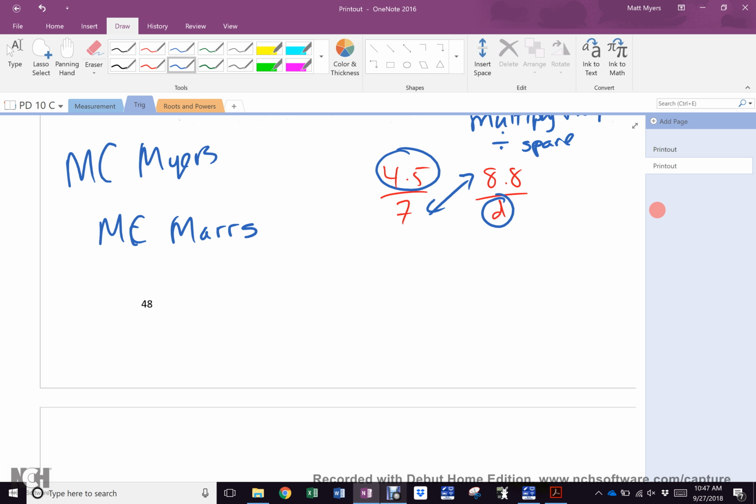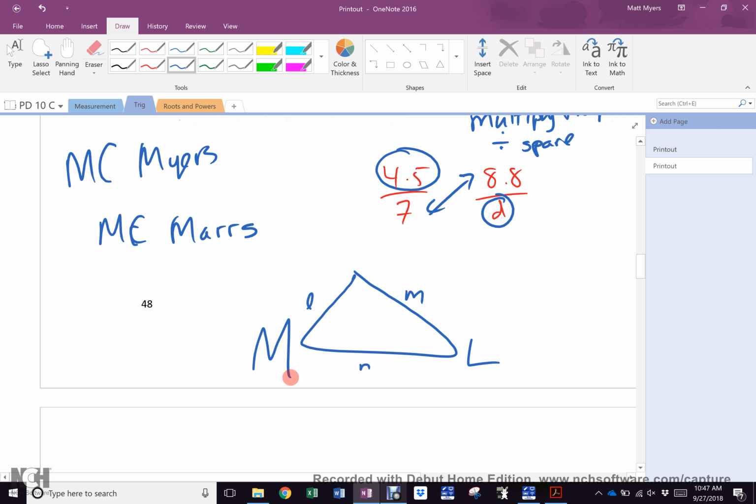Okay? So in this triangle, if I tell you this is little n, little m, and little l, what are the sides? Where is big L? Top, left, or right? Right. Where's big M? Left. Where's big N? Top. Can everybody do it? Even if it's new to you?